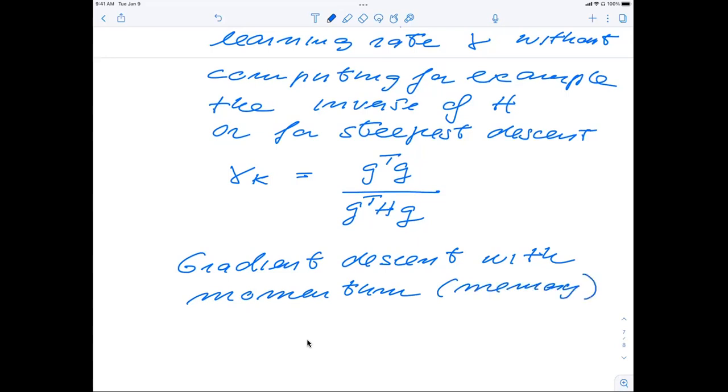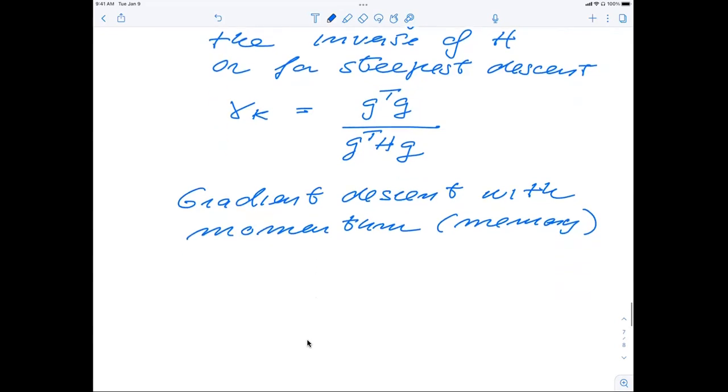But the gradient descent with momentum or memory is actually better. So what we are going to do now is that the new gradient descent step, which gives us a new parameter beta plus 1, is going to have some memory from a step before the previous step. But let's now look at the motivation for that.